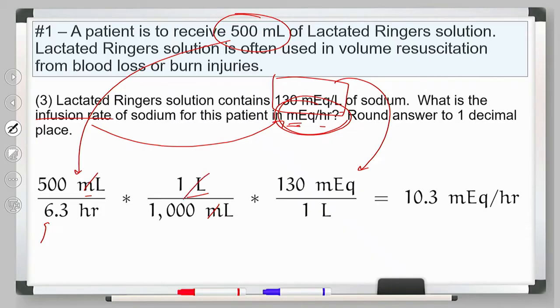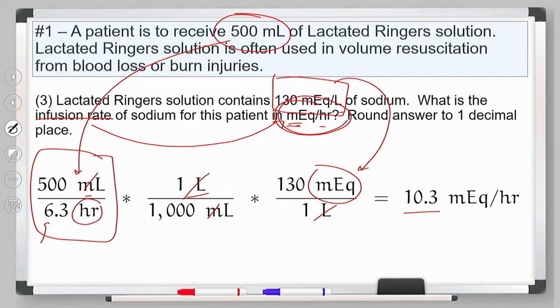If I multiply by that, liters cancel. That gives me units of milliequivalents over hours. So if I do all my multiplication and dividing, I get 10.3, and my units are milliequivalents per hour. The trick was being able to set up an initial infusion rate.